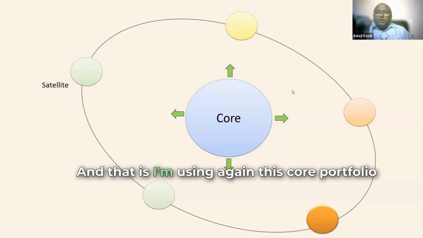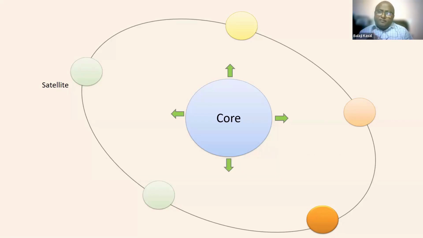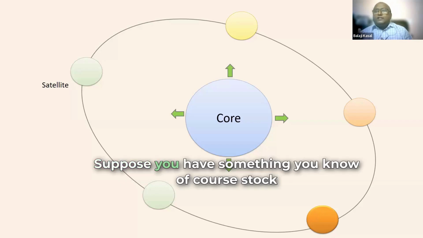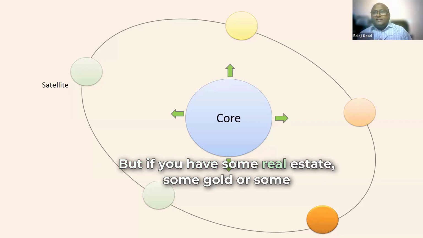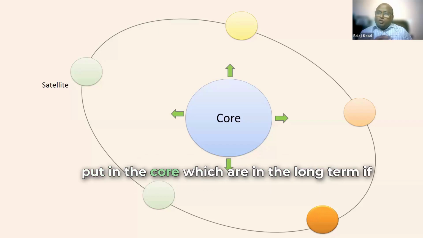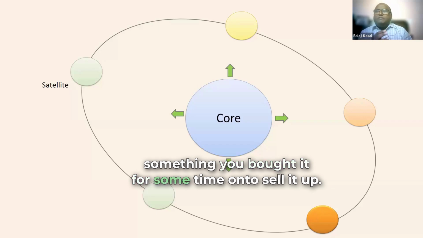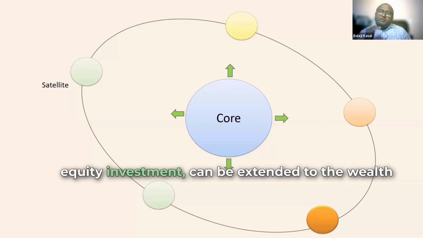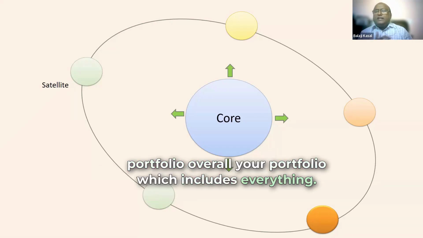I'm using this core portfolio, satellite portfolio concept specifically for equity investment. But actually the same thing can go in wealth management also. Of course, stock equity is the main core of our investment, but if you have some real estate, some gold, or some other asset class, you can also put it in the core, which is the long term, or in the satellite, maybe something you have bought for some time and want to sell off, right? This concept can be extended not only to equity investment but to the wealth portfolio, your overall portfolio, which includes everything, right?